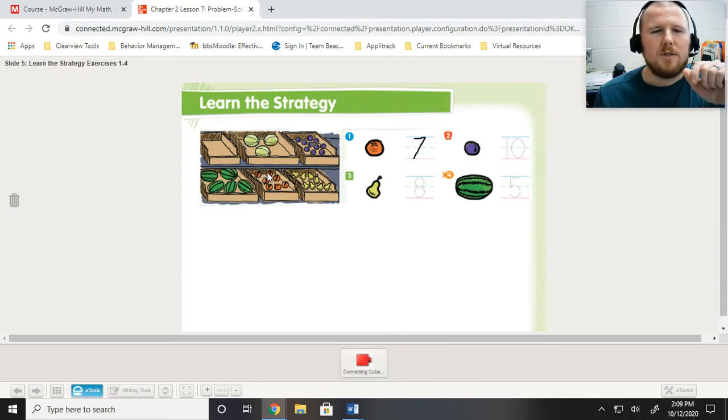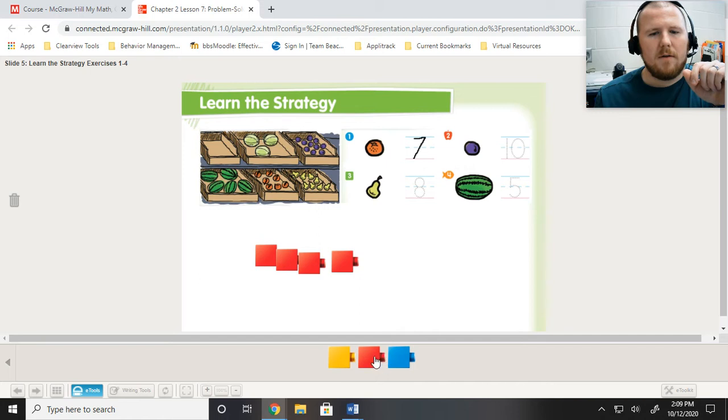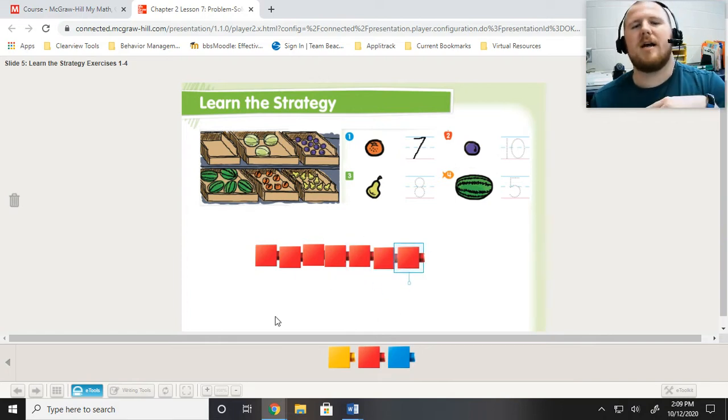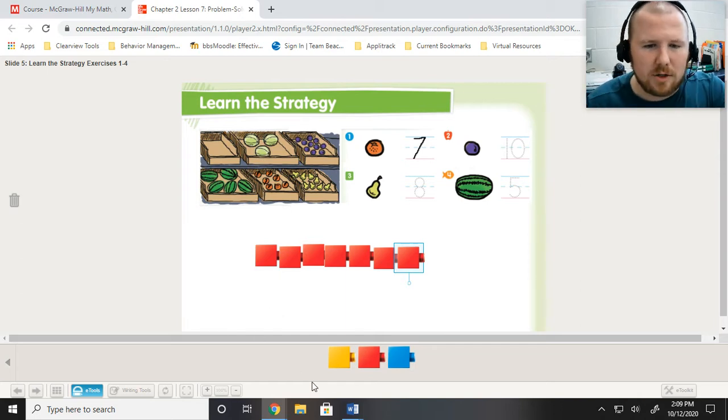So we counted 1, 2, 3, 4, 5, 6, 7. So you can use the cubes and go 1, 2, 3, 4, 5, 6, 7. And you can line them up to count each one. And if you have a bunch of cubes, which I don't know if you'll have a lot of cubes at home, but if you were at school, what you could do is leave those out and then compare them to another. And I'll show you that in a second.